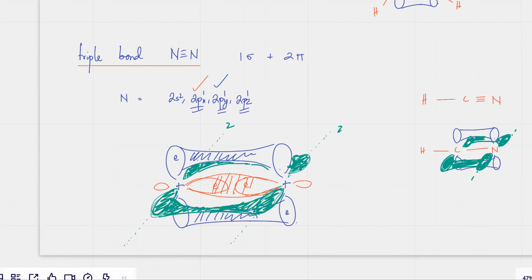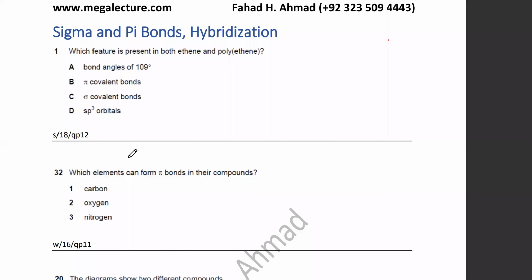So coming back to the question, which elements can form pi bonds? Any element that's capable of forming a double bond would form a pi bond. So carbon is capable of forming a double bond. For example, in ethene, it does form a double bond. So the second bond is basically a pi bond. And we did do ethene's structure as well. In ethene, carbon was sp2 hybridized. 3 of its electrons were busy making bonds.